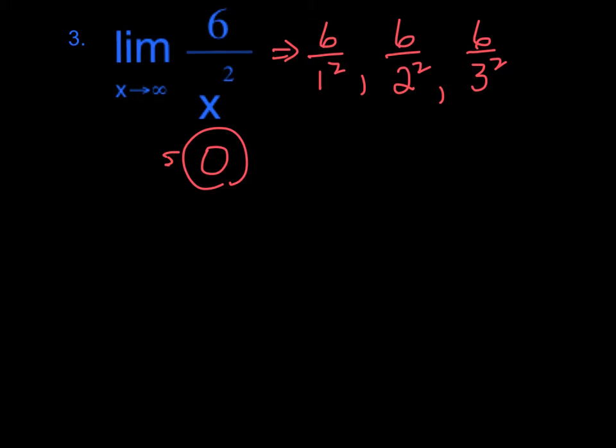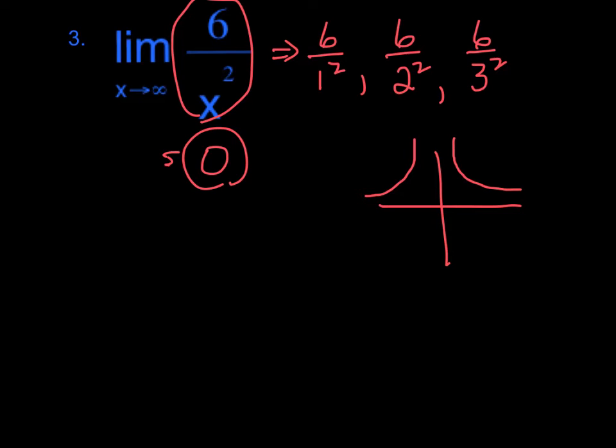Okay, now the other way again we can look at it is 6 over x squared resembles the graph 1 over x squared. And again, that should be memorized. But let's look at the graph. There's the graph 1 over x squared. So if you look at 1 over x squared, as we go toward infinity, this graph here is getting closer and closer to 0.